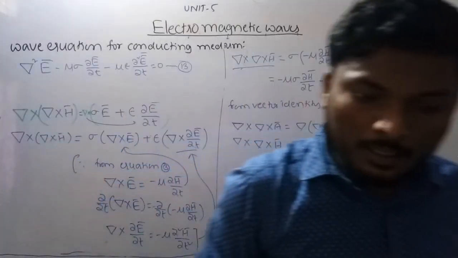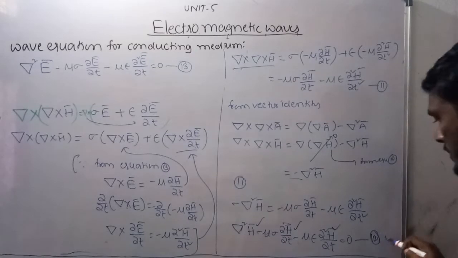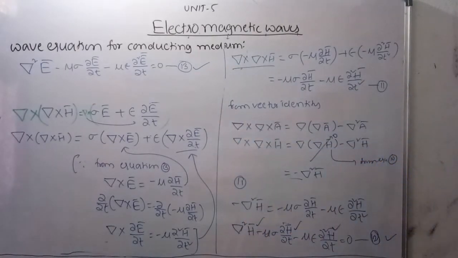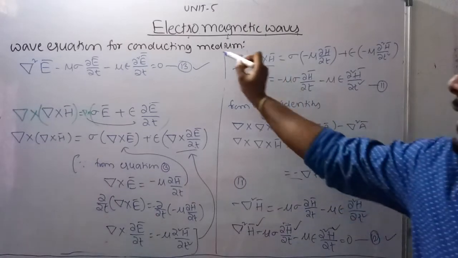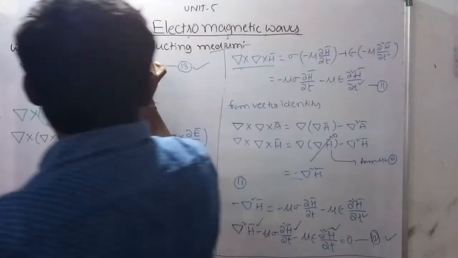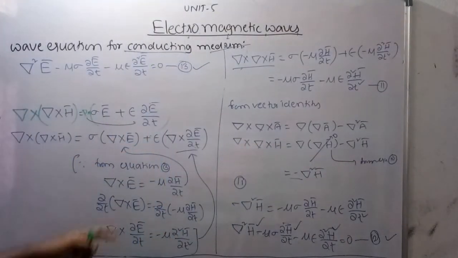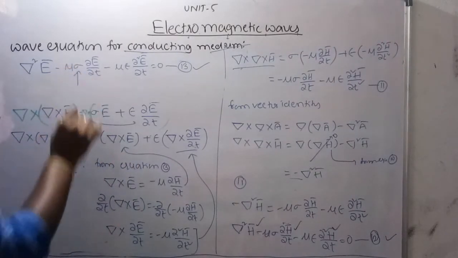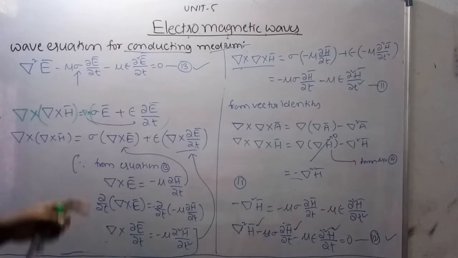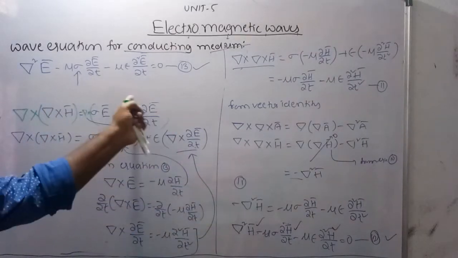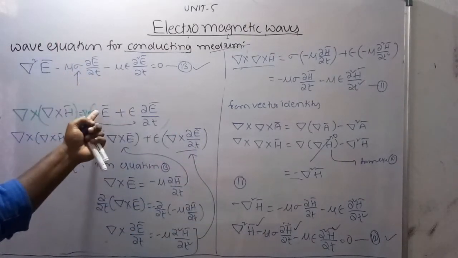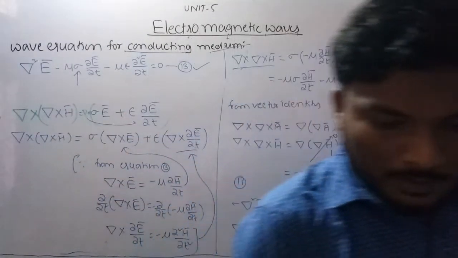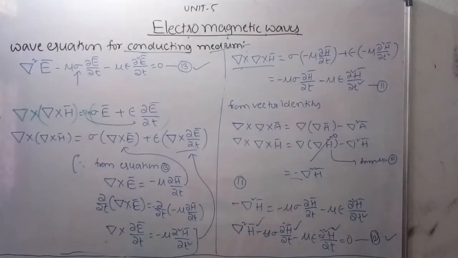Now see, equation 12 is here and equation 13 is here. Equations 12 and 13 are called the wave equations for the conducting medium. Why do we call equations 12 and 13 the conducting medium equations? Because there is a conductivity term in the equation. Sigma is the conductivity. So equations 12 and 13 are called the wave equations for the conducting medium. Now we'll see the equation for the non-conducting medium.